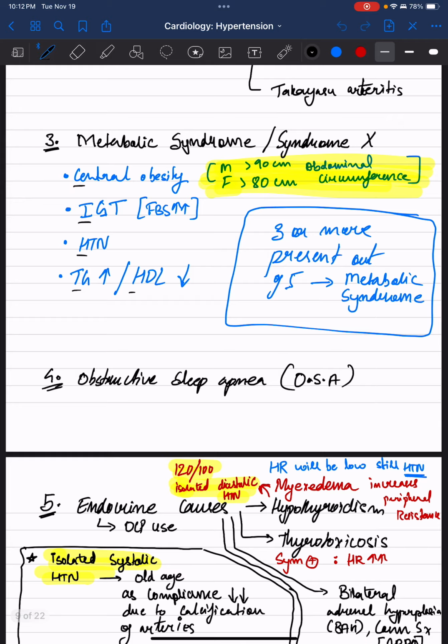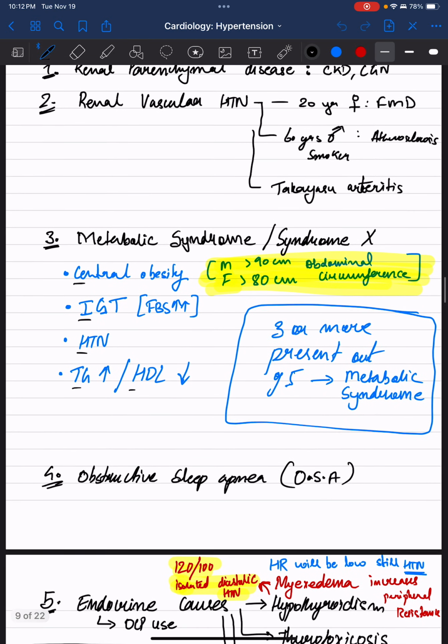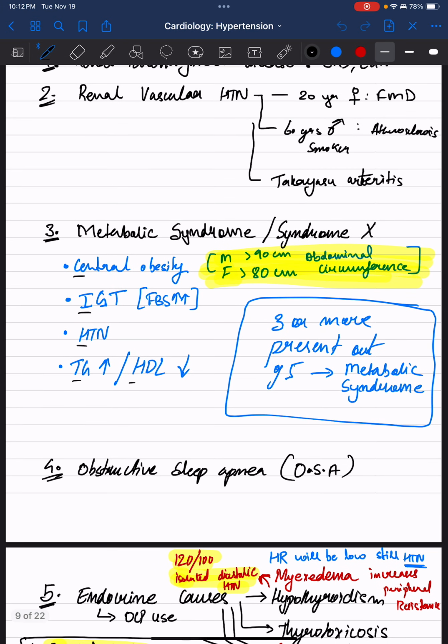There can be metabolic syndrome, or syndrome X, which can be a secondary cause of hypertension. Metabolic syndrome has central obesity, which is really common in the Indian population. There is impaired glucose tolerance, so the fasting blood sugar will be high. There is hypertension, and the triglycerides to HDL ratio will be changed. So there will be high triglycerides and low HDL.